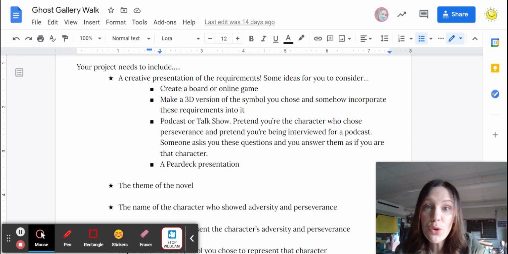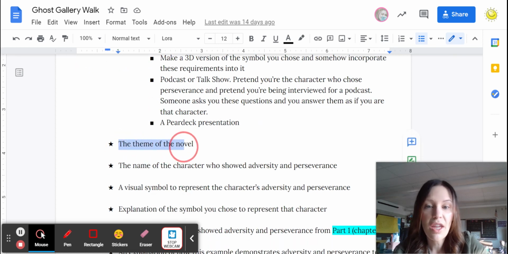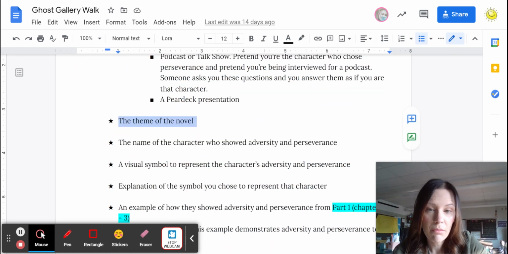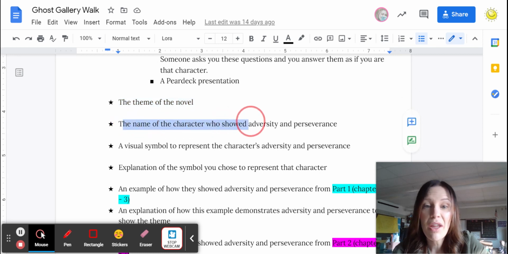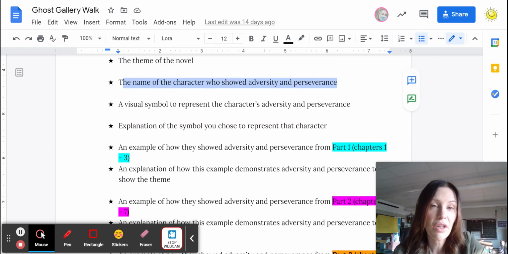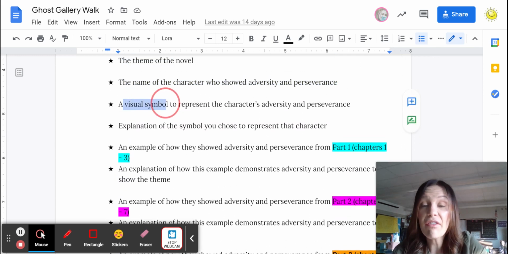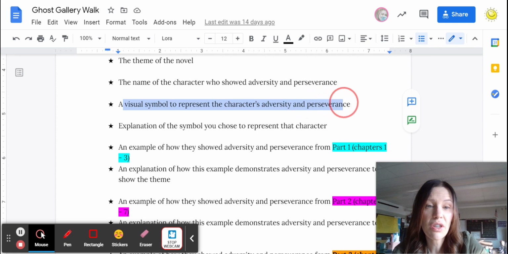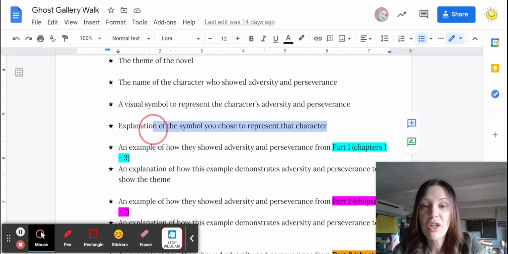Here's what you need to include in the way you present it. So the theme of the novel, you should have already done this. Include the name of the character who showed adversity and perseverance. Again, be cautious with who you choose. I would choose one you feel like you could talk about a lot. A visual symbol to represent the character's adversity and perseverance that needs to be able to go with who you chose, and you need to be able to explain it. That's the focus of this project. You need an explanation of the symbol you chose to represent that character.